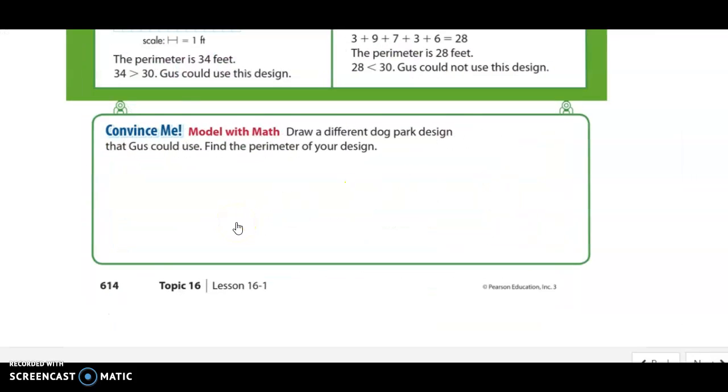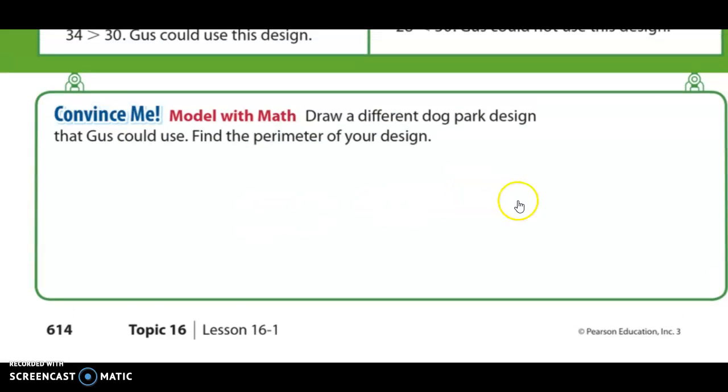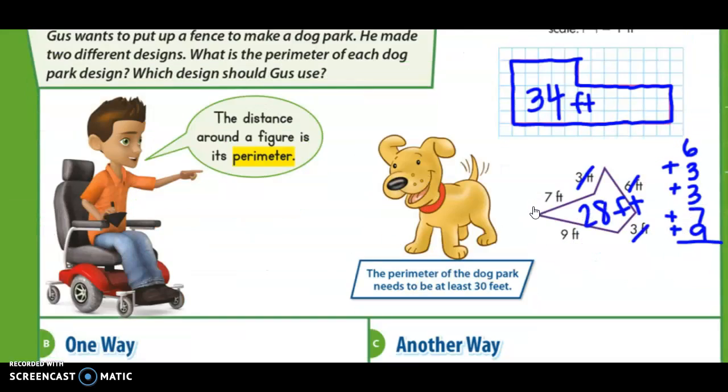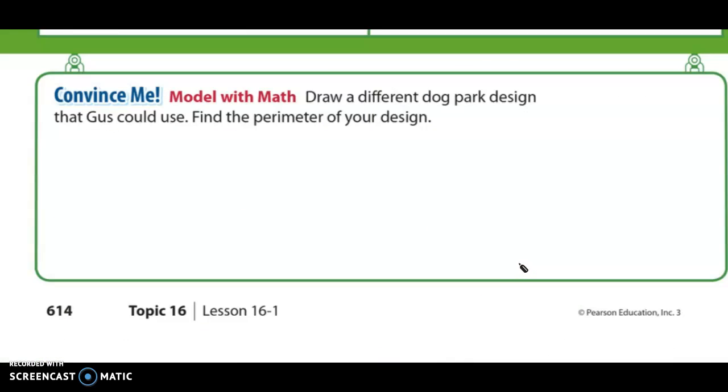Okay? Down here, this is something fun you could do to practice at home. Draw a different dog park design that Gus could use and then find the perimeter. Now remember, it can be any kind of shape, it just has to have a perimeter of 30 feet.